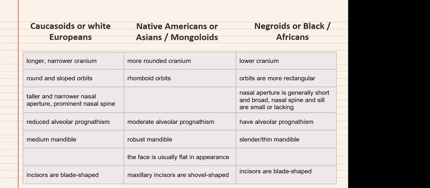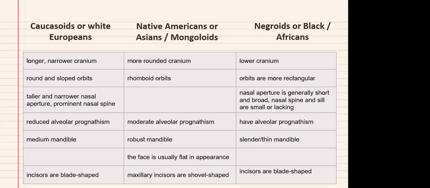Next is the alveolar prognathism or the protrusion or the bump in the anterior portion of the upper jaw. Negroids tend to have this, while in Mongoloids, this feature is moderate, and in Caucasoids, this feature is reduced. As for the mandible, it is slender and thin in Black people, medium in white ones, and robust in East Asians. Next, in Mongoloids, the face is usually flat in appearance, and their maxillary incisors are shovel-shaped, while the incisors of Caucasoid people and Negroids are blade-shaped.